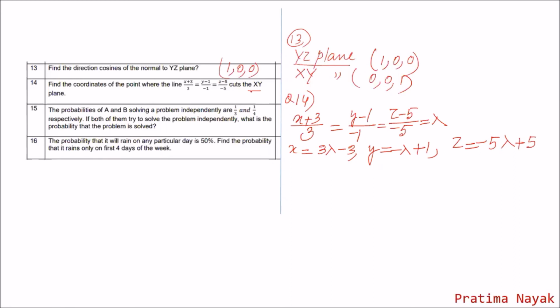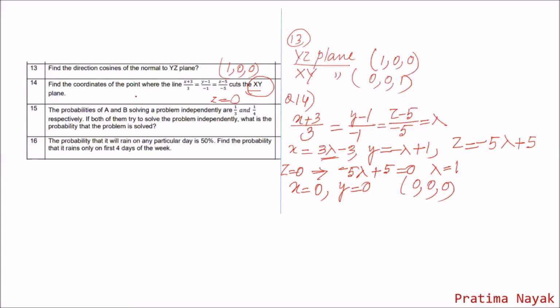Here one thing you have to keep remembering: on the XY plane the z coordinate is 0, so z is 0. What does it mean? Z is 0 means -5 lambda + 5 is 0. From there we will get the value of lambda, then we will get x and y. So lambda is equal to 1. So what will be x? If you put it in 3 lambda - 3, x is 0. If you put it in y, it will also be 0. So what is the coordinate? It will be 0, 0, 0. Z is 0, x is 0, y is also 0.